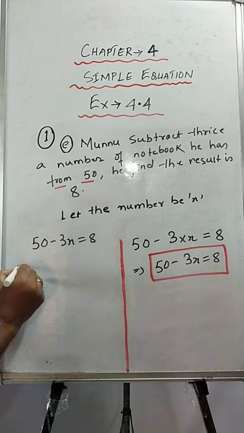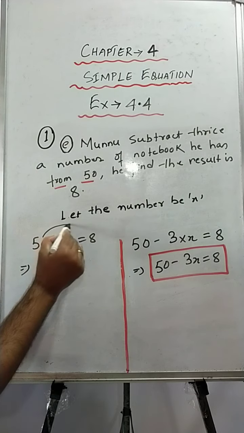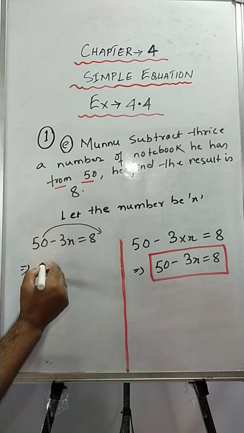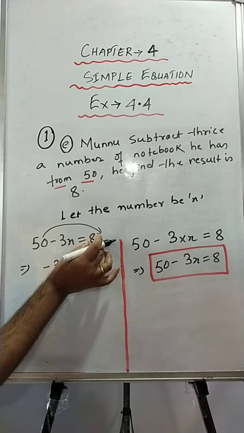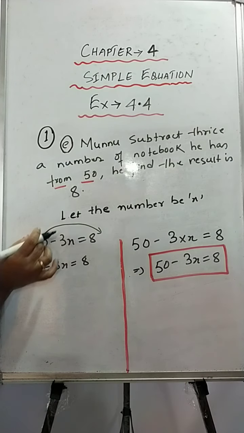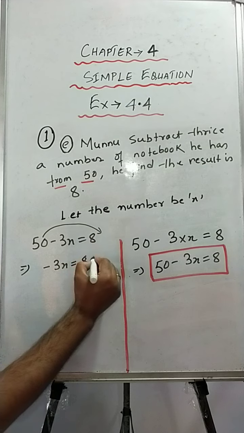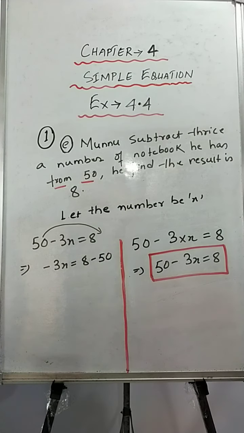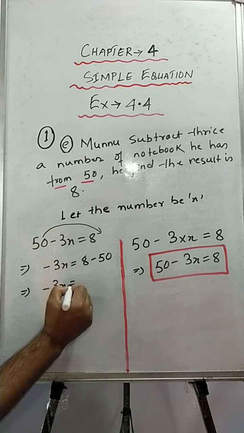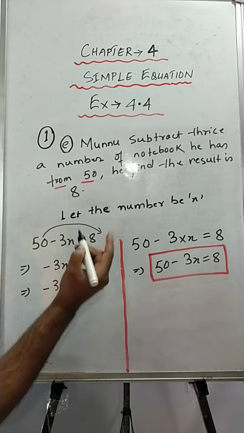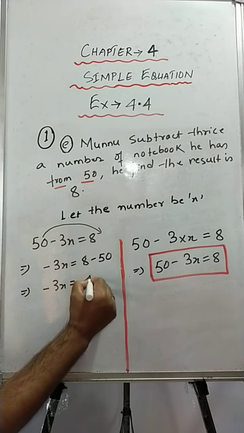Okay students, so what is the first thing that we have to transpose? We have to take this plus 50 towards the right hand side. So the next step, what we have to write? Now this variable is carrying minus sign, so be careful. So minus 3x is equals to 8. We have to first mention this number and then take this plus 50 towards the right hand side. Now it will become minus 50. So minus 3x will be equals to 8 minus 50, which is minus 42.